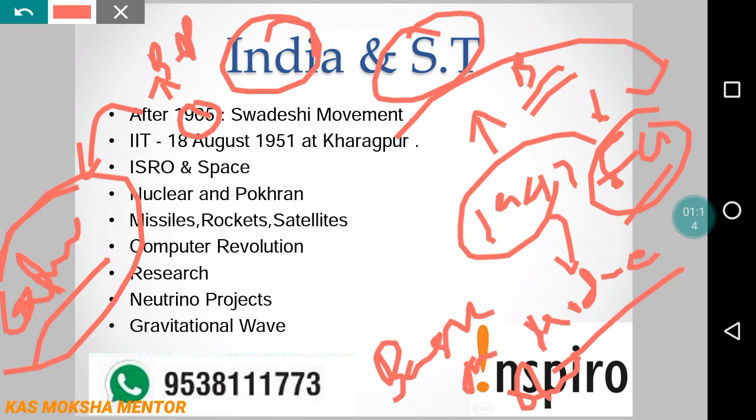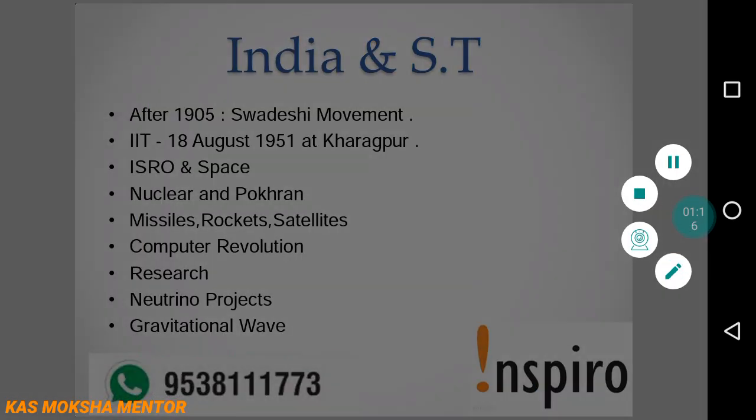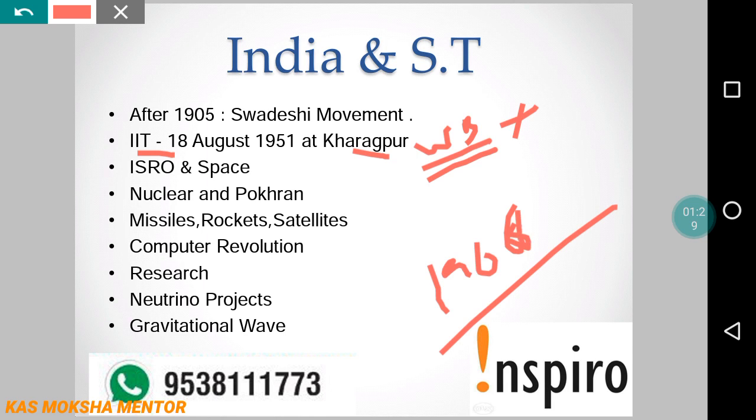In 1951, the first democratically elected government formed IIT Kharagpur in West Bengal. There started a dedicated institution for technological study and development in India. By the end of the 1960s, by 1968 and so on, we established a dedicated organization, ISRO, for space exploration and related activities.